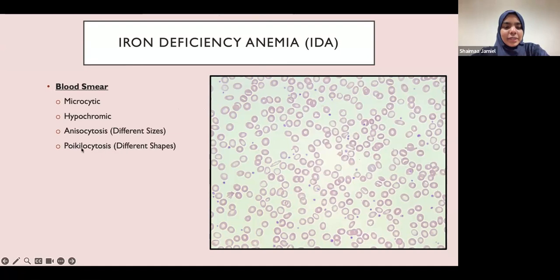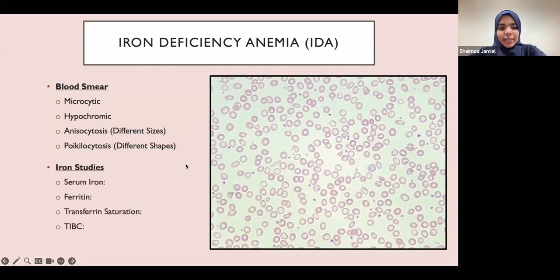poikilocytosis. One of my friends was saying that kilo means weight. So if you drop a weight on the red blood cell, it's going to change shapes. I don't know if that's gonna help, but it's poikilocytosis, okay? And anisocytosis, hypochromic, microcytic, and yes, you can tell some specific types of shapes.